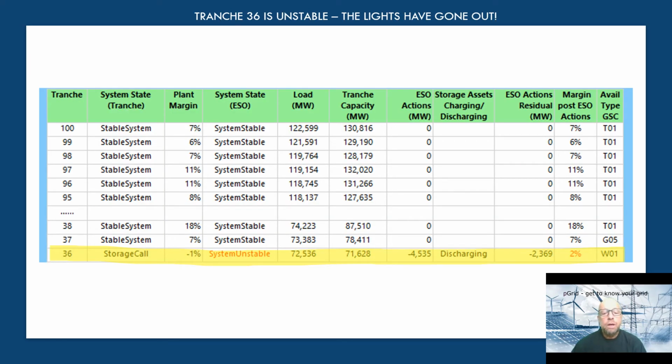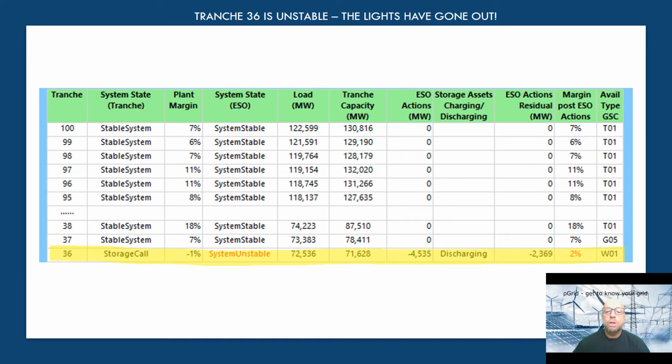So this is highlighted tranche 36. This is just a list of all the 100 tranches in this analysis. That graph was produced from this data, but it just gives you a little bit more information as to what's going on. So this is tranche 36. The system state is that there's a storage call, and there's a storage call because the plant margin is minus 1%. So there's insufficient plant available, generating plant available to meet demand, and so the system says, right, I'm going to need storage to help me out here.